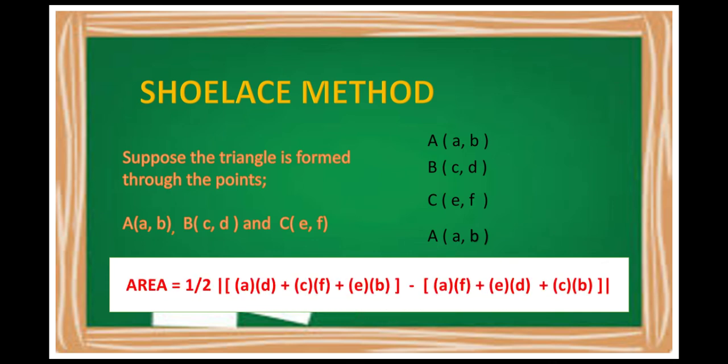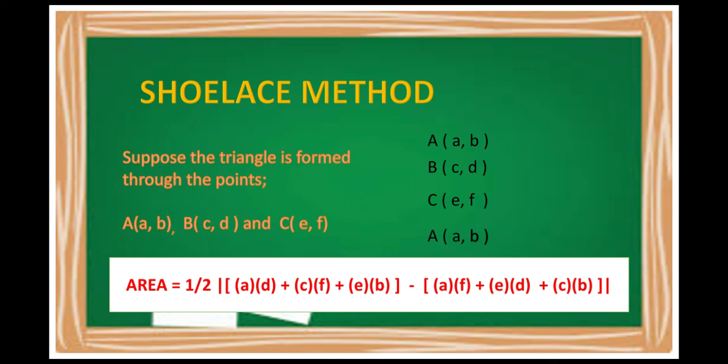So the formula for the Shoelace method in finding the area of a triangle given vertices is here. We have 1/2, and then we multiply A and D plus C times F plus E times B, minus A times F plus E times D, and then lastly plus C times B.